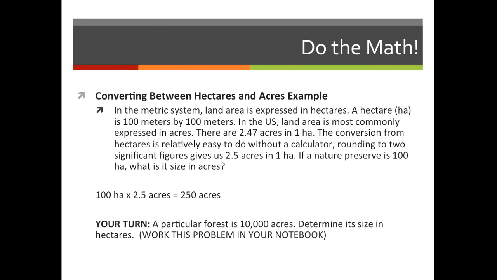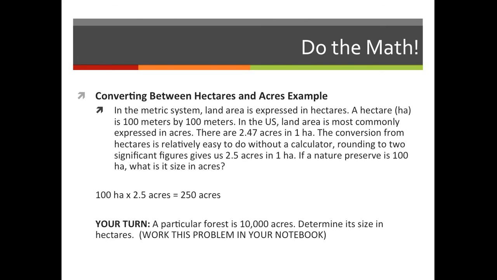Some measures of biodiversity are given in terms of land area, so becoming familiar with measurements of land area is important to understanding them. A hectare is a unit of area used primarily in the measurement of land. It represents 100 meters by 100 meters. In the United States, we measure land area in terms of miles and acres. However, the rest of the world measures it in hectares. Therefore, we need to know how to convert between hectares and acres.